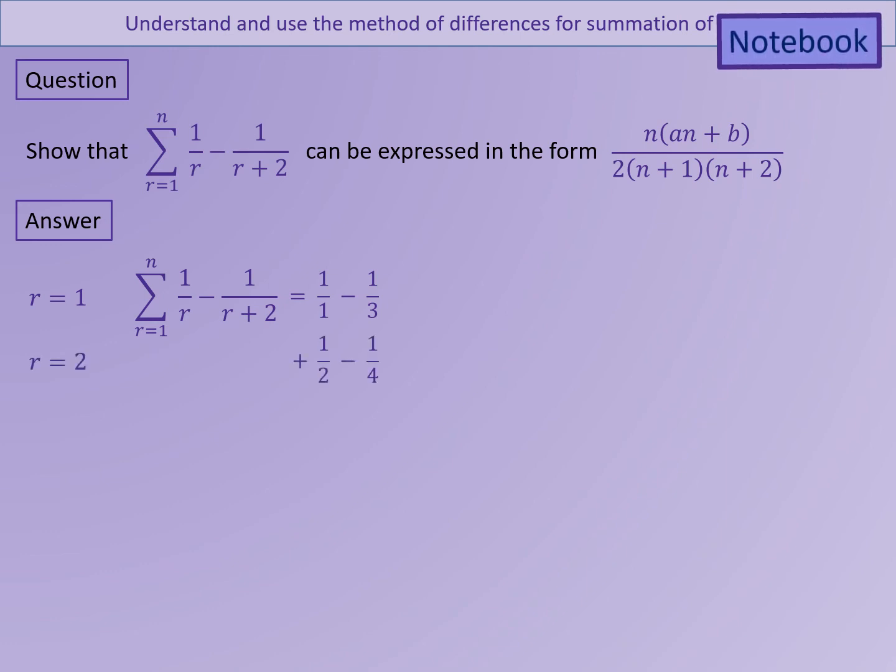So the r equals 2 term, if we put r equals 2 into that function, gives us a half minus a quarter. Notice that we're adding on each line because this is a summation. So the r equals 3 term will become plus a third minus a fifth. And we could keep going. You can do as many terms as you like to make sure you've definitely got the pattern. So the r equals 4 term, we've got plus a quarter minus a sixth.